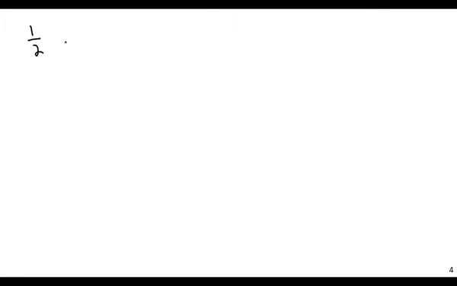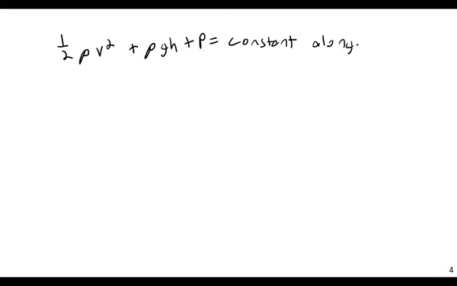So, 1/2 rho v squared plus rho g h plus p equals constant along a streamline. And in case you're not aware or remember, a streamline in a fluid is the line that a particular particle, or particular molecule, or particular atom of a fluid will take as it flows through a pipe.